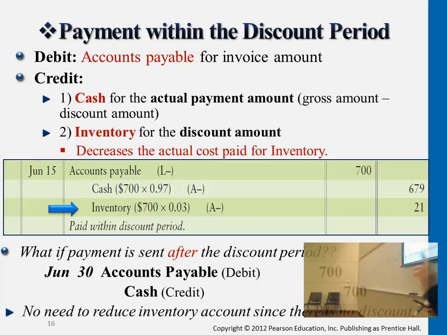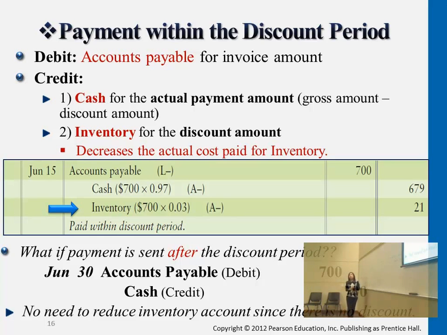Okay, so the remaining $21 that relates to that 3% discount will be captured under inventory. Meaning that in the inventory account, you would see on the left side earlier, we have $700, June 3rd. And then now a few days later, when it reaches June 15th, we have $21 of discount recorded here.